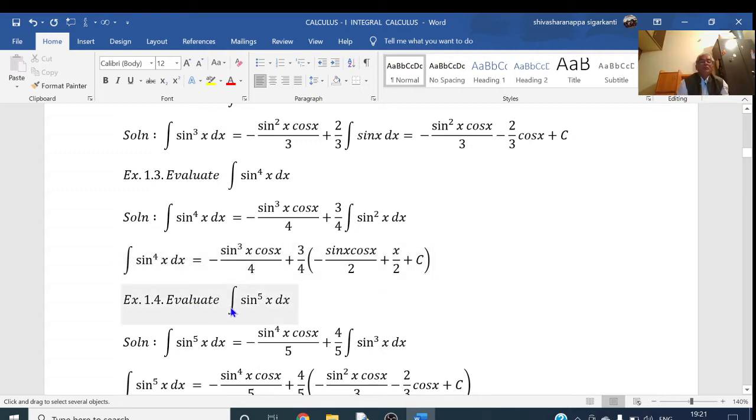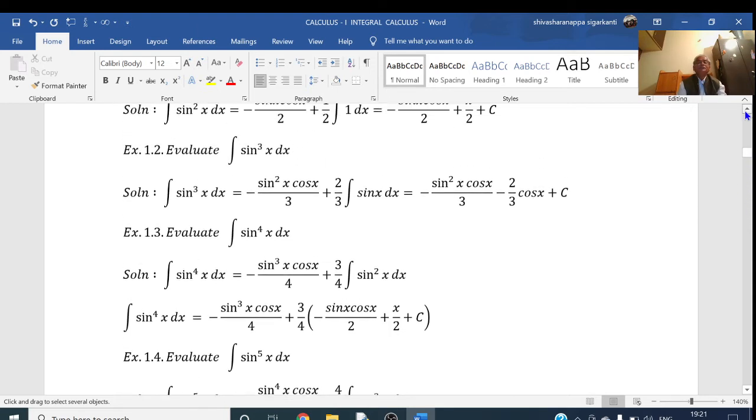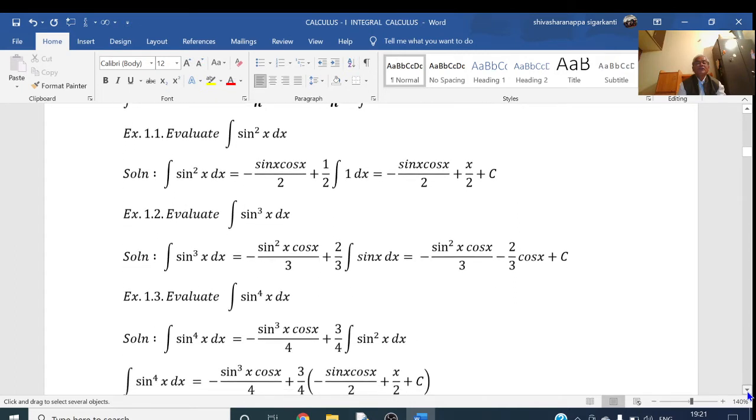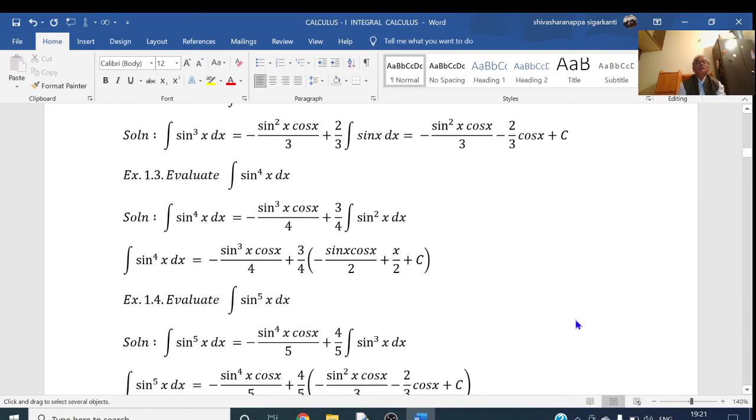Next example, evaluate integration of sin fifth of x dx. Here my n is equal to 5. Substituting here, if I put n equal to 5, then we get minus sin x to the power of 4 cos x divided by 5 plus 4 by 5 into integration of sin cube of x dx. So this is our integration of sin to the power of 5.